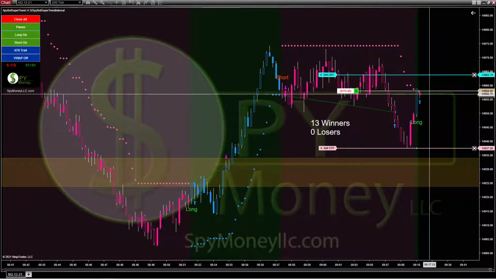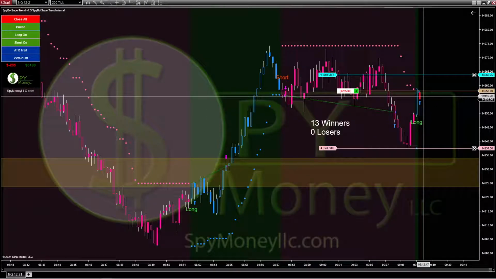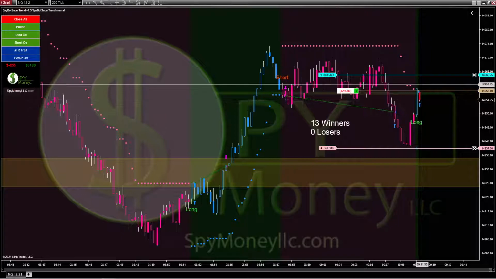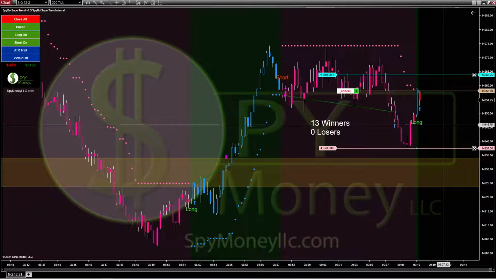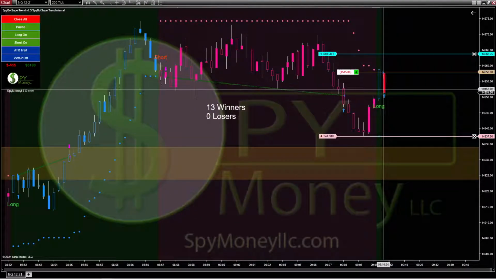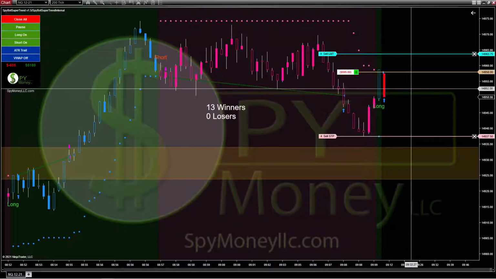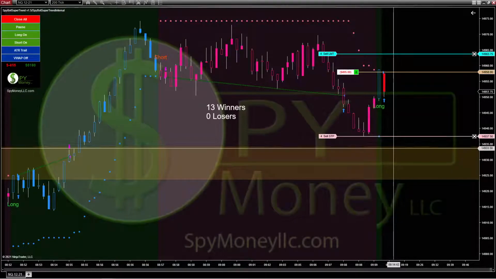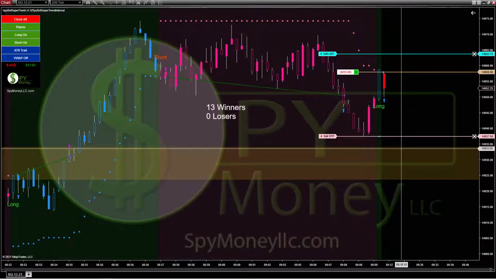All right, so now we're in a long there. Probably not a good idea. It very well may pop up, though. So we're in a long now. Let's see what it does there. All we need is just one little pop up and get it. But it will probably come down and retest this. This may be a loser. Let's see what it does. I almost paused it, but now I want to get one more trade out of it.